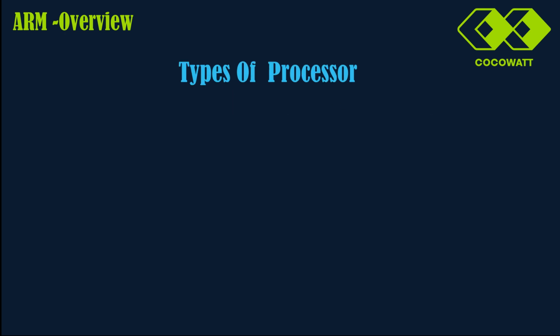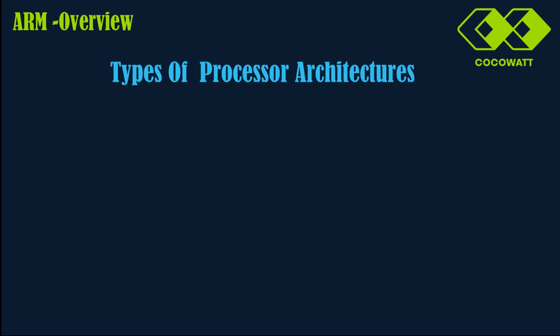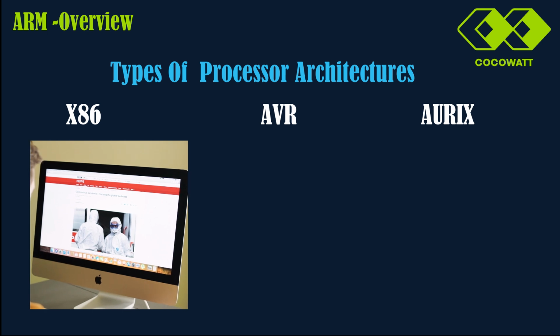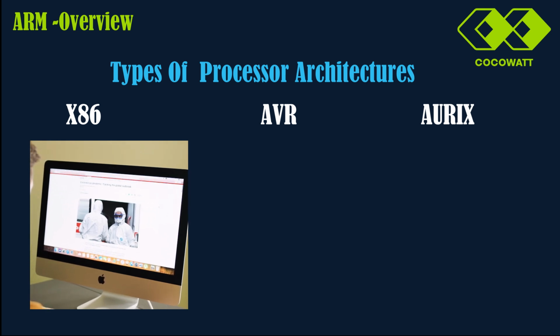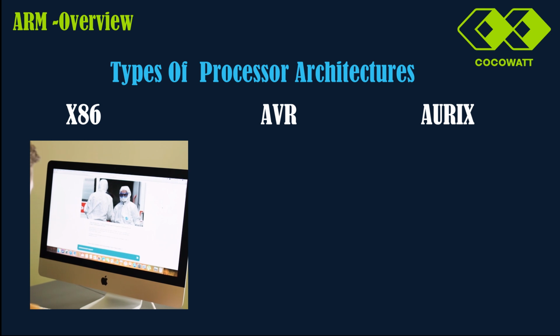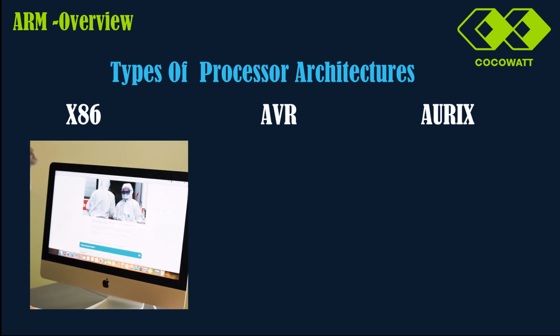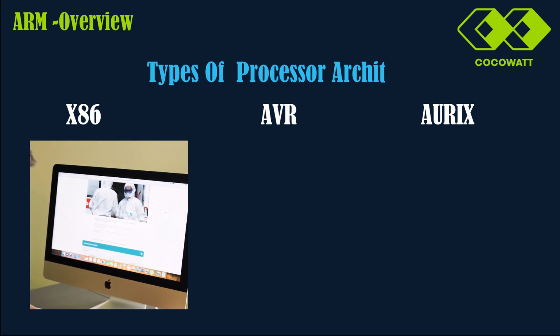Now, you might be wondering, what are the other types of processor architectures available? Well, apart from ARM, there are a few other common architectures. x86: this is the architecture used in most desktop and laptop computers. It's powerful but consumes more power, so it's not ideal for battery-powered devices.